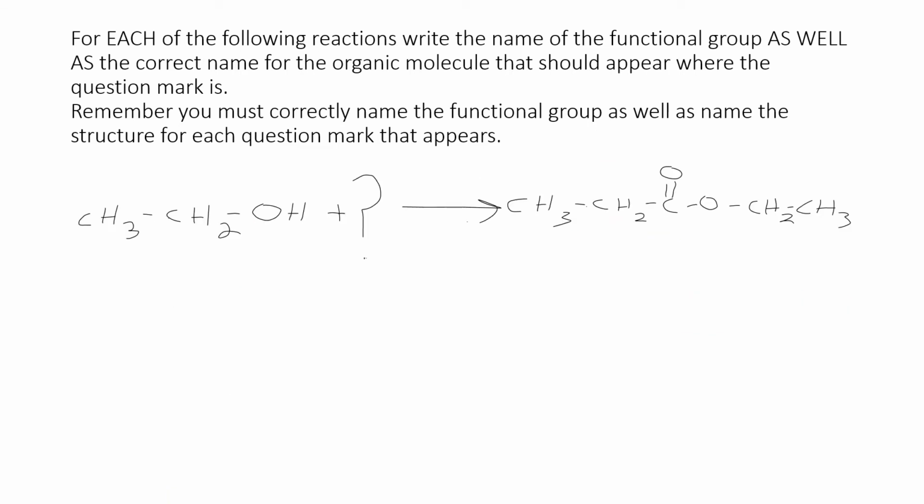Here is another example of that same sort of question where you can't just draw the structure because Canvas doesn't give you the tools to show the structure on the exam. So this is the same process: on your scrap paper, you're going to draw out the structure that you want, then correctly name it and write the functional group. This one has the same sort of wording. For each of the following reactions, write the name of the functional group as well as the correct name for the organic molecule that should appear where the question mark is.